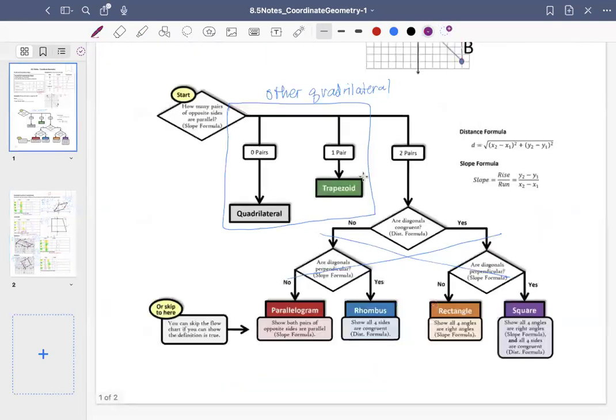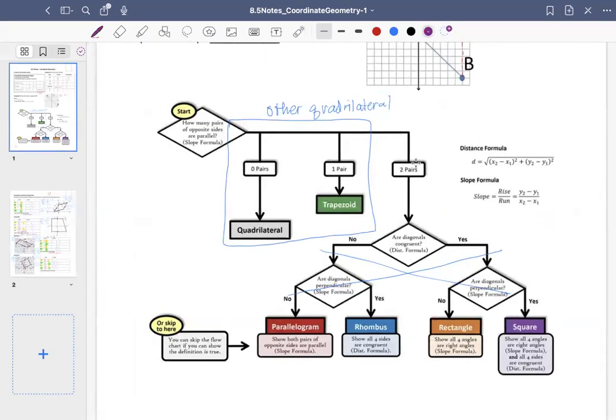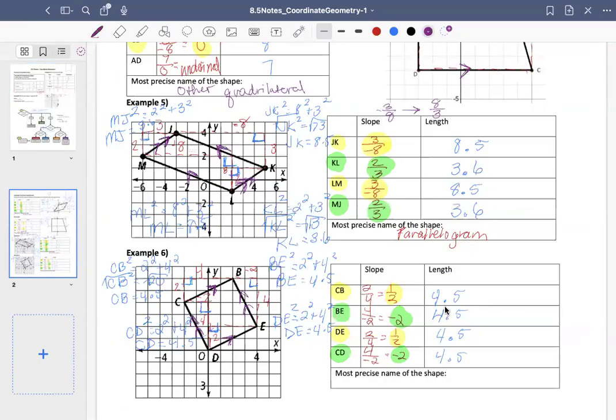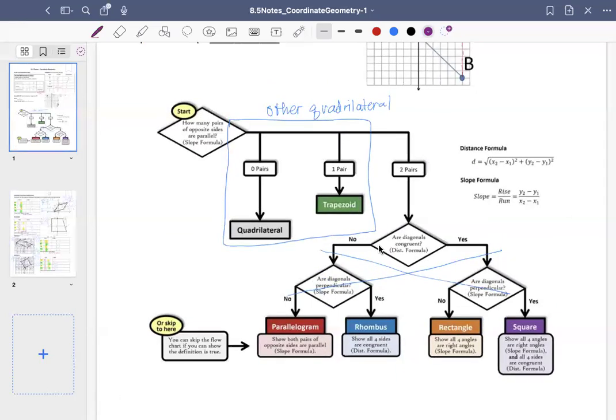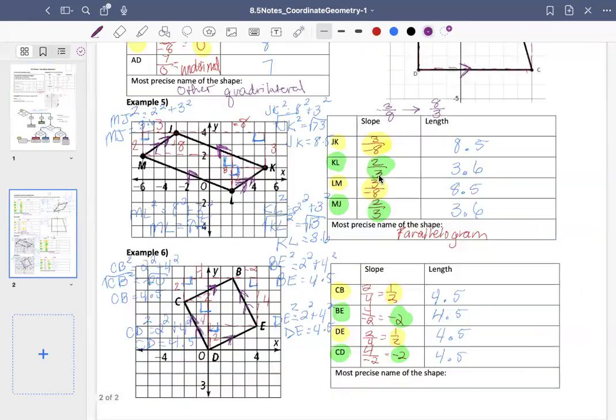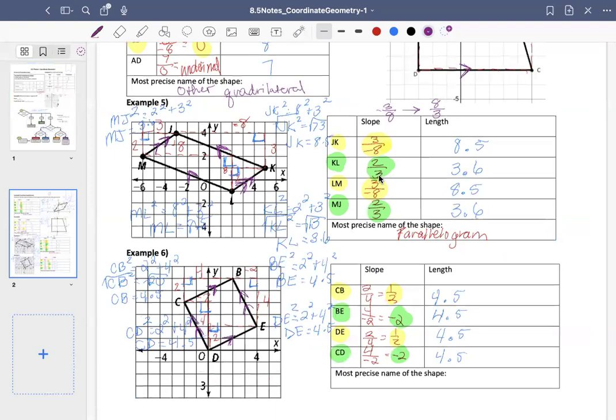I'm jumping down to this last branch. We go down to the bottom line: parallelogram, rhombus, rectangle, square. Let's start by looking at whether we have four congruent sides. We do, which means we're working with a rhombus or square. What's the key difference between rhombuses and squares? Squares have four congruent right angles. So now I have to see if all of these angles are right.